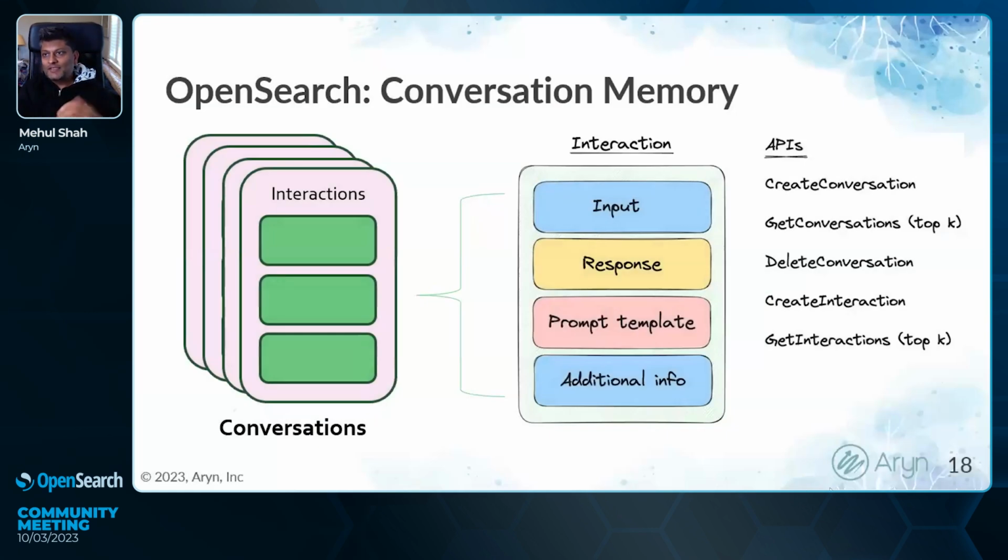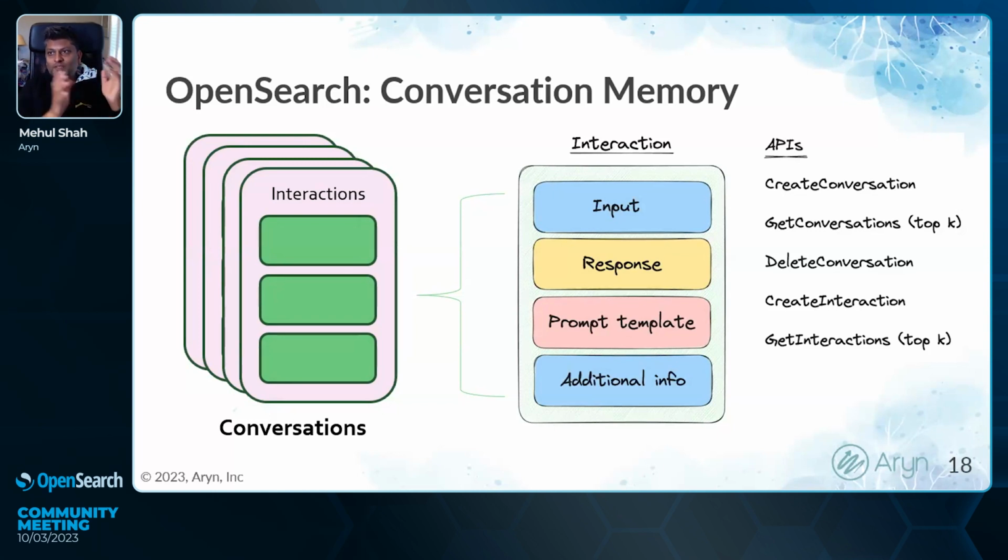Conversation memory is exactly what the term implies: we give you a list of conversations that you can keep track of. Conversations are accessible by the users that create them, and conversations are a collection of interactions. Each interaction has an input and a response. The input is the query that the user might have asked. The response is what came back from the LLM. There's also the prompt template, which is the context that you used to send to the LLM, and any additional information that you as an application developer want to record in the conversation memory.